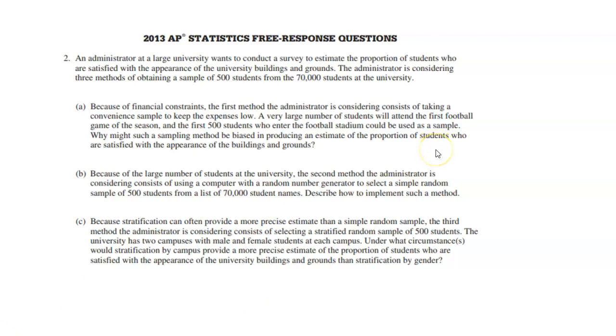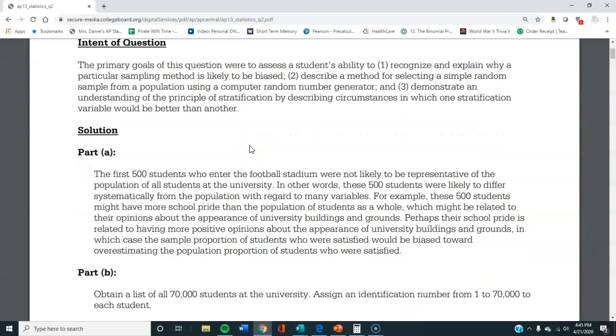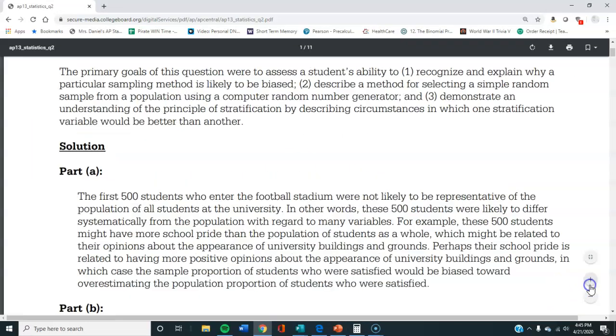All right. Let's look at the answers. And a slideshow. Here they are. All right. Solution to part A. I thought this would actually work better.